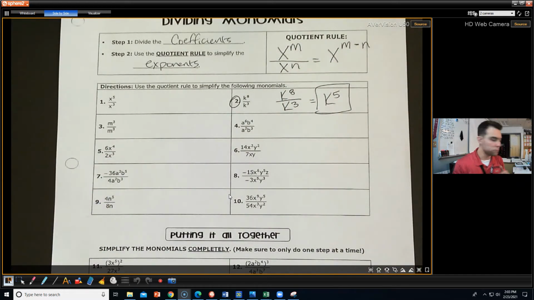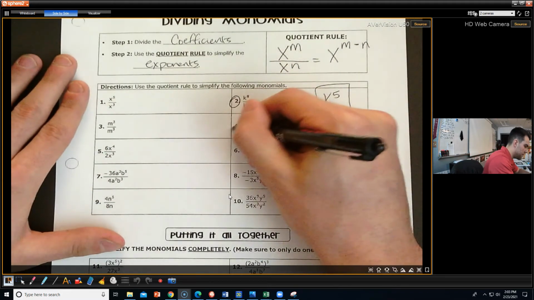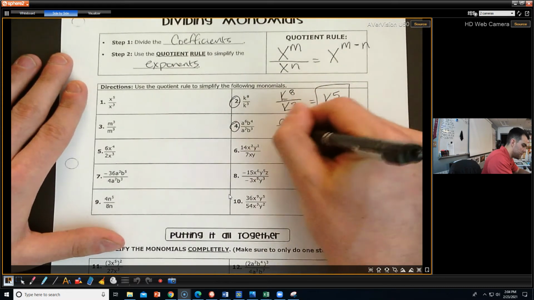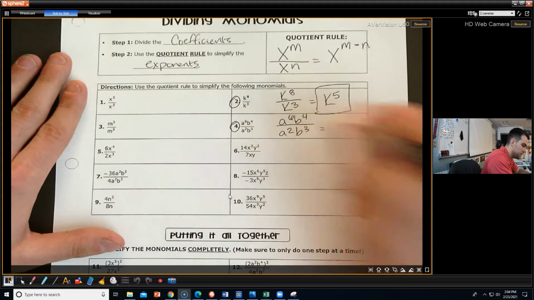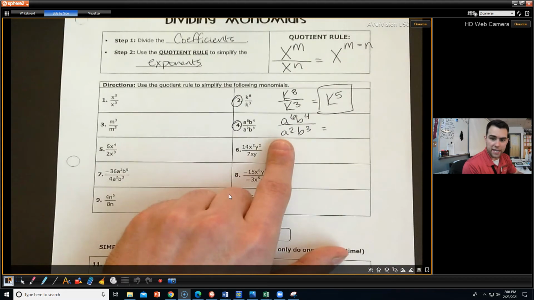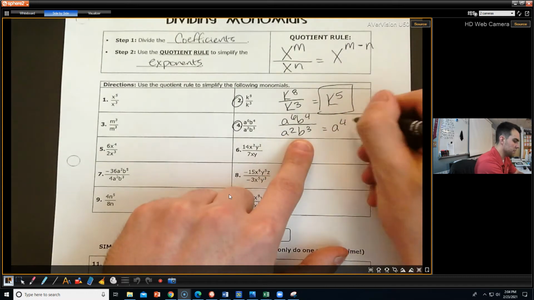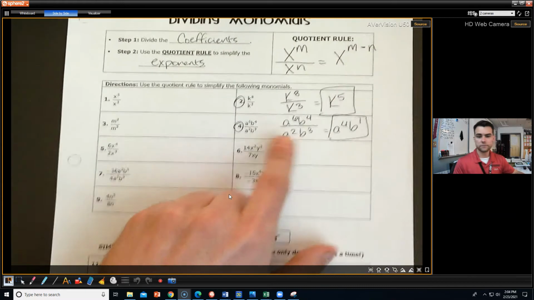It also works with multiple variables. In number 4, I have a to the 6th times b to the 4th, all over a to the 2nd, b to the 3rd. I look at my a's: 6 minus 2 gives a to the 4th. I look at my b's: b to the 4 minus 3, which is b to the 1st. That guy is done.